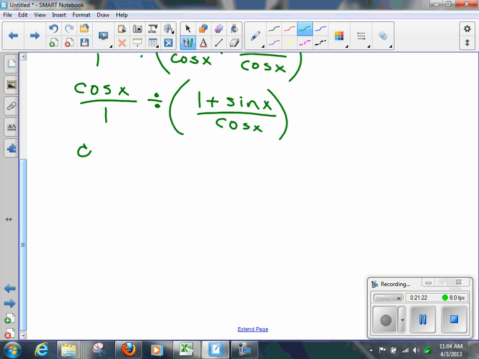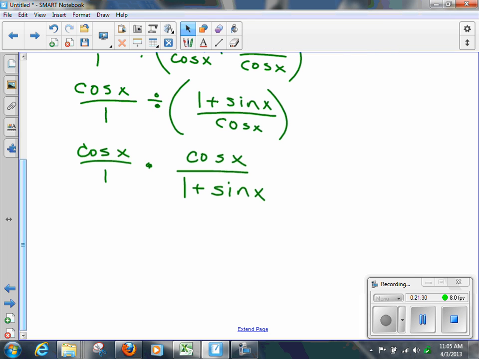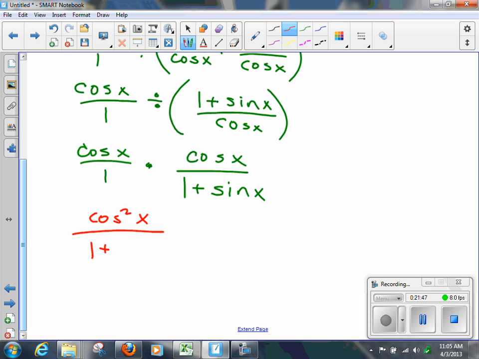Copy, change, flip. Here we go. Cosine of x times cosine over 1 plus sine of x. Now what? Now what, Morgan? Try again. We're multiplying 2 fractions. What do I do? Over 1 plus sine x. What now?